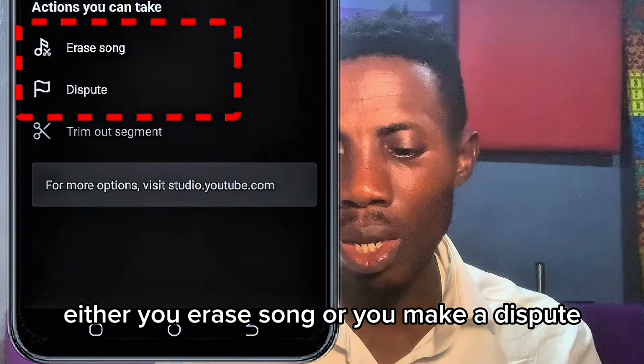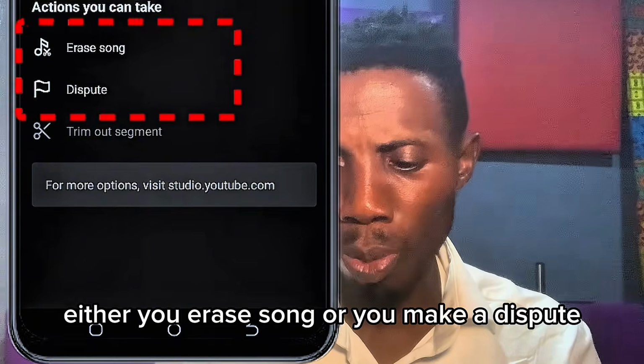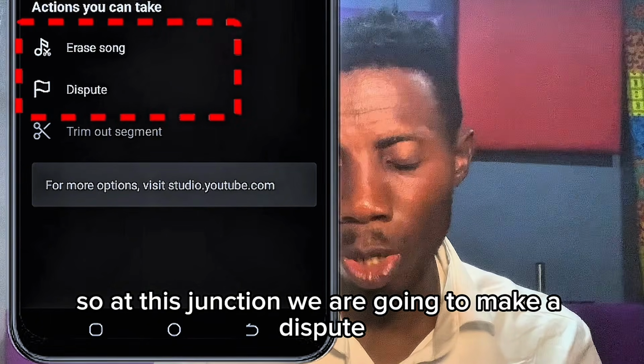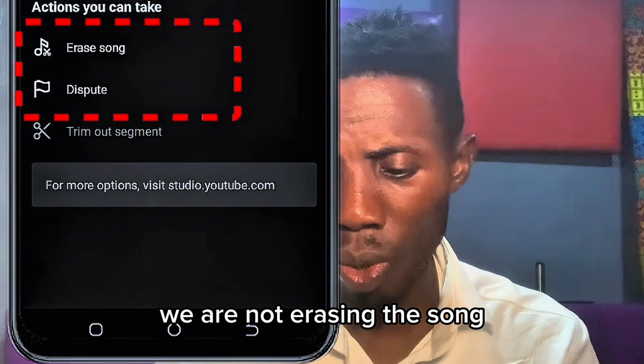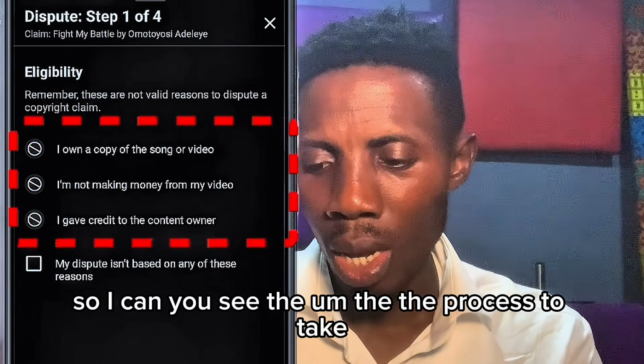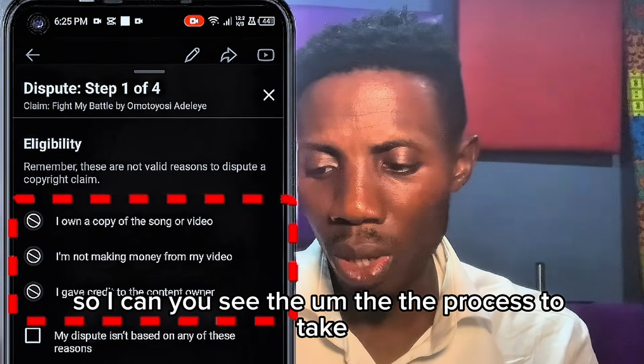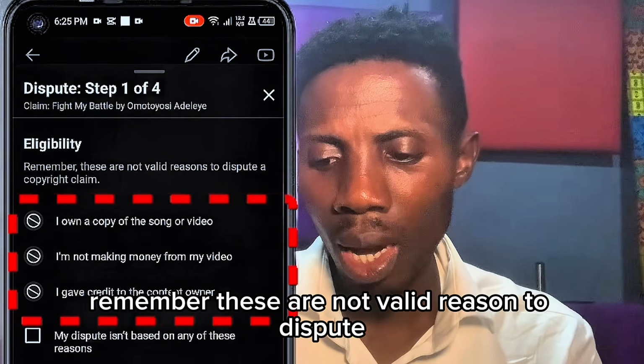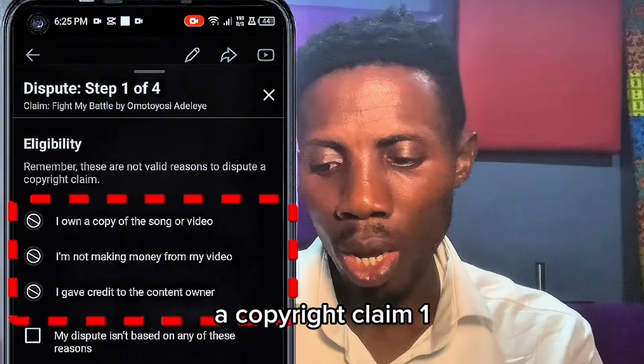Either you erase the song or you make a dispute. At this junction, we are not erasing the song, so we'll make a dispute. Can you see the process to take?